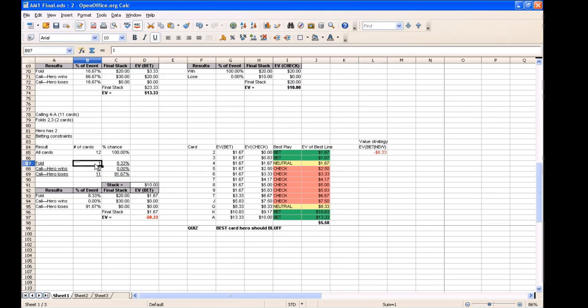Moving on with the three, it's the same exact thing. Now with the four, he's going to fold the two or the three, and he's going to call with everything bigger.